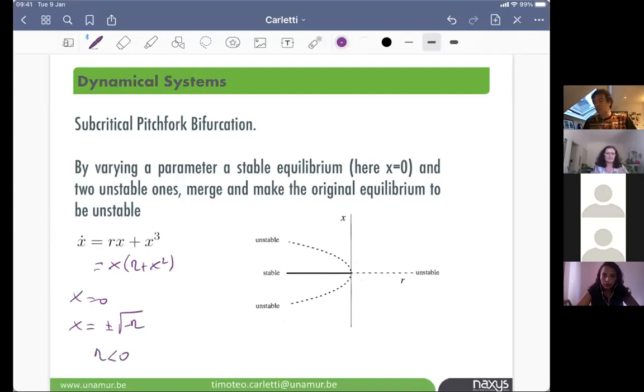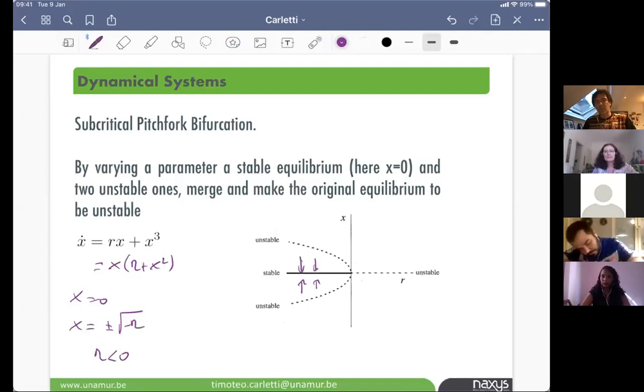In this case, you can prove that if r is negative, then the origin is a stable fixed point. So you are attracted to the origin, while these two roots push you away from it. So you have this kind of system. Okay, so this is the other pitchfork bifurcation.